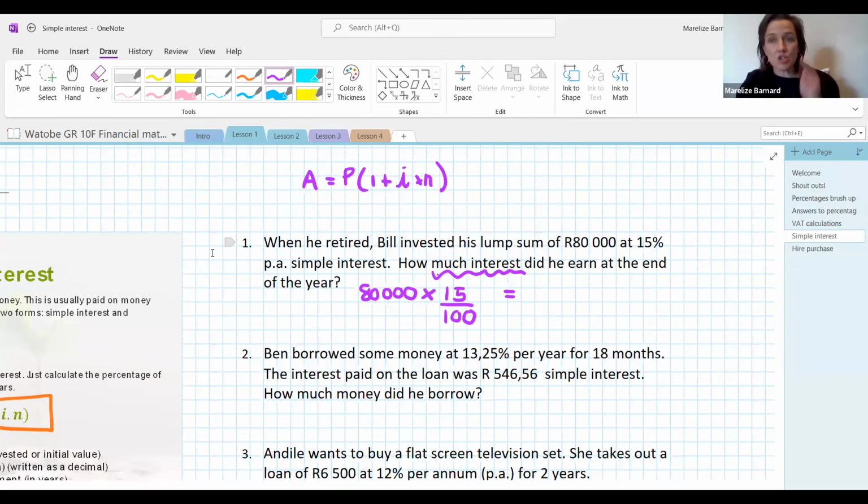So this question is just asking about how much interest he is getting. So we're not going to use the full formula because it's not asking how much money you have at the end or anything like that. Okay, so how much is that? Lunello says it's 12,000. Let's see, do other Watobians agree? Pop your answer in the chat. Tukono agrees. I also agree. He gets 12,000 Rand interest. Okay.